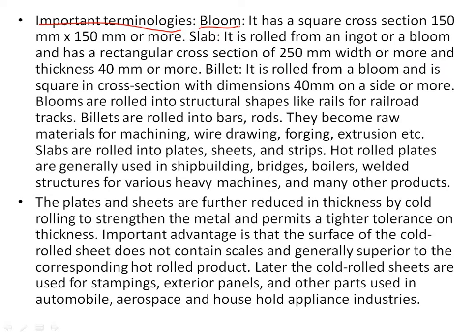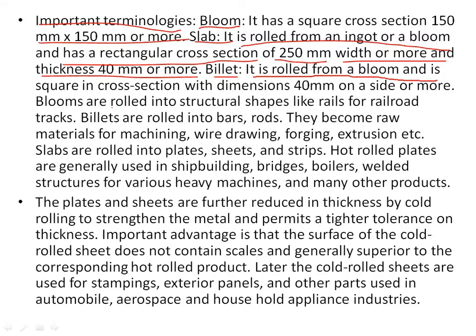Bloom has a square cross section of 150 mm by 150 mm or more. Slab is rolled from an ingot or a bloom and has a rectangular cross section of 250 mm width or more and thickness 40 mm or more. And next one is a billet. It is rolled from a bloom and is square in cross section with dimensions 40 mm on a side or more.